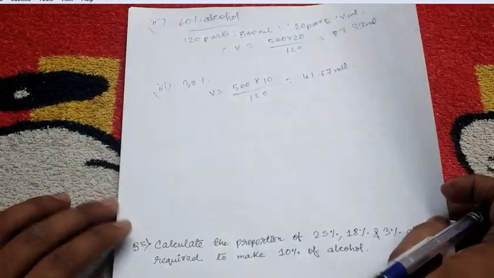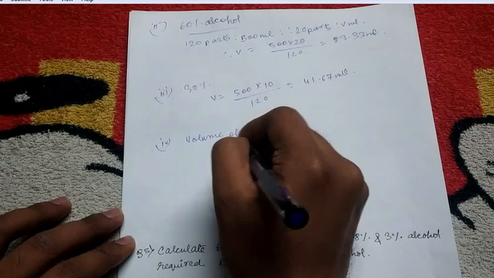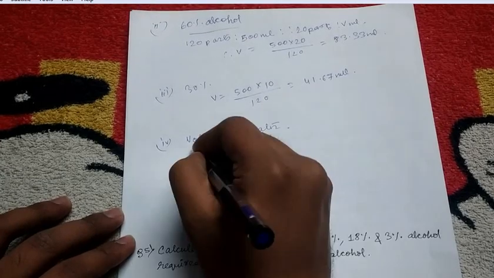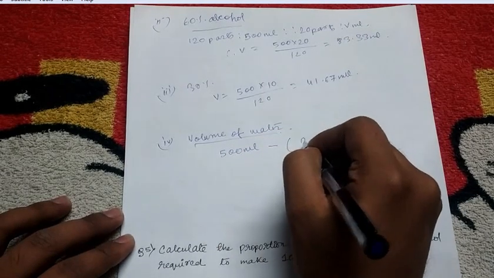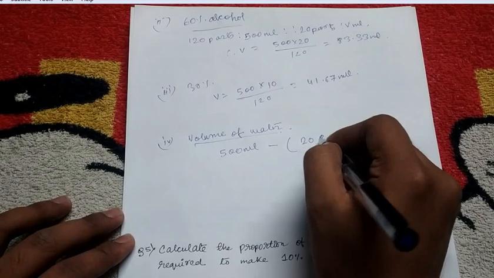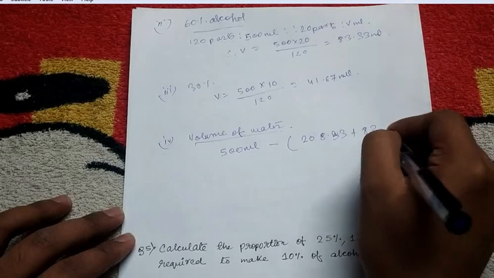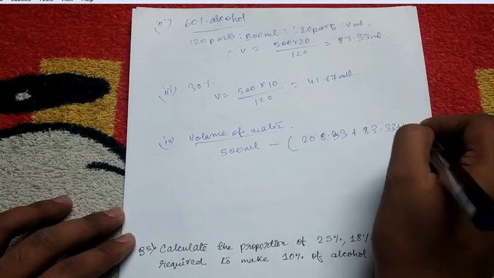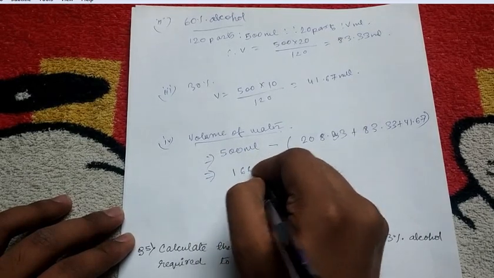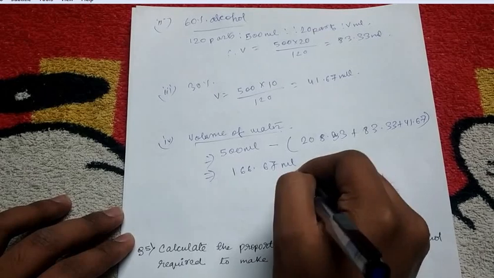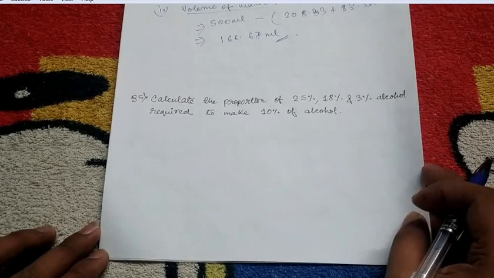Now, volume of water which is required, that is 500 ml, which is the total, minus the alcohol amount, 208.33 plus 83.33 plus 41.67. Subtract this to get 166.67. This is the answer.